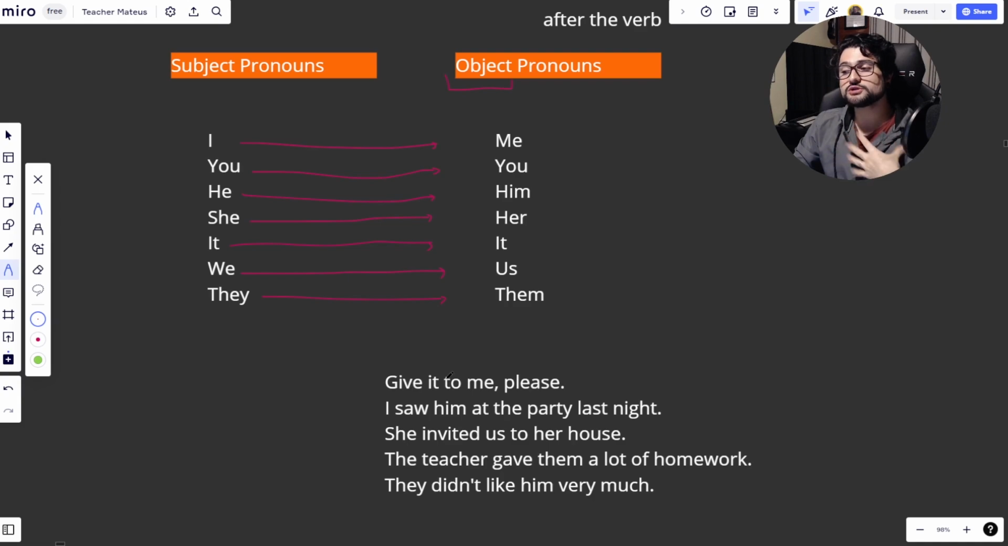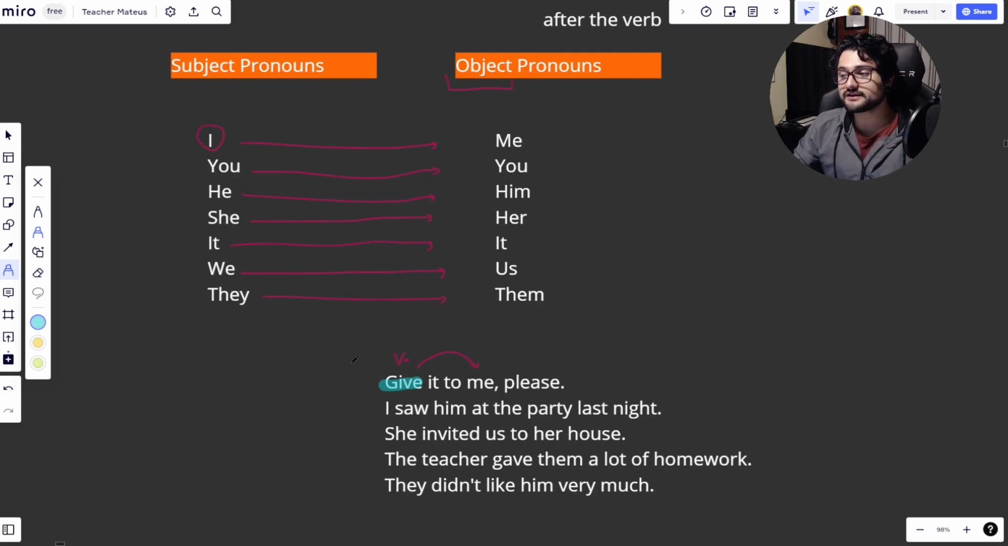Give it to me. Let's identify the verb in this sentence. Give. It, the object, to me. So we see that the pronoun me is after the verb, because our verb is give. So we say give it to me, please. Not give it to I, for instance. Give it to me.